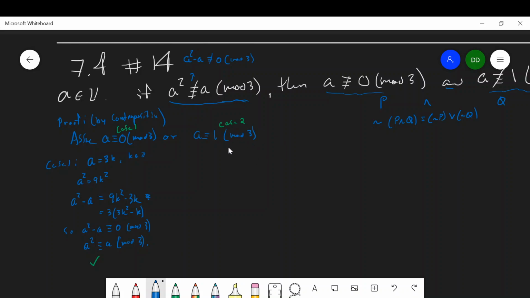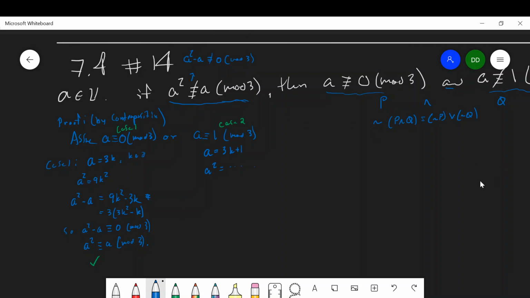Case 2, A is equivalent to 1 mod 3. Well, what does that mean? That means I can write A equals 3k plus 1. And this is going to be another one where I'm going to let you finish the argument. Compute A squared. Figure out what that is. Take the difference of A squared and A, and check that that's equivalent to 0 mod 3. Check that it's a multiple of 3. I'll leave you with that one.